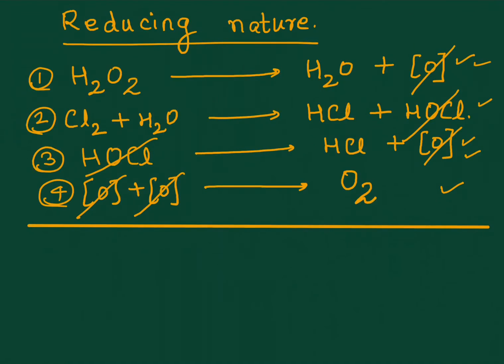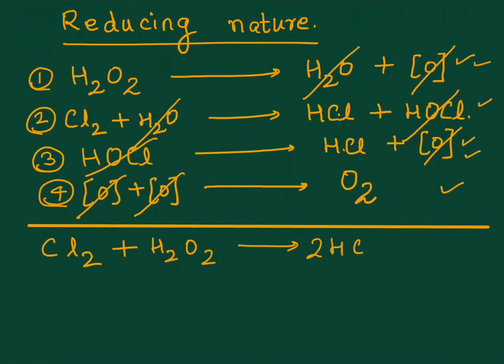What's my final equation? Chlorine plus, check out water as well. Oh, notice there, we've got water. Water is being used here, water is being generated. So overall, no water. That's so simple. So chlorine plus hydrogen peroxide is how many HCl? 1 and 2. So we have 2 HCl plus oxygen. Interesting, isn't it?